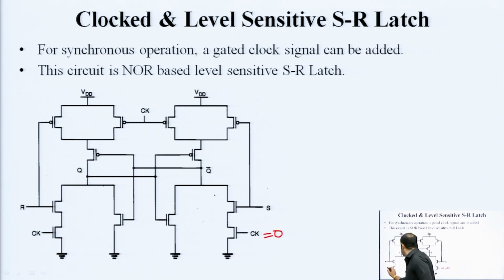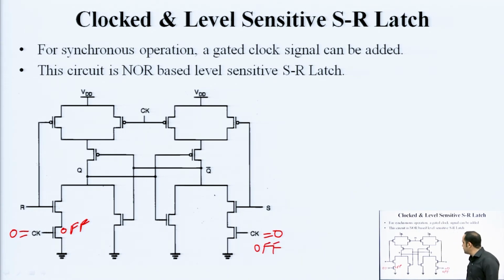if clock is 0, this transistor is off, this is off. So basically you will not find a path from this end, you will not find a path from this end. Whatever is the logic level present at S or R, that remains the same. There is no path. Suppose Q was 1 and Q bar was 0.